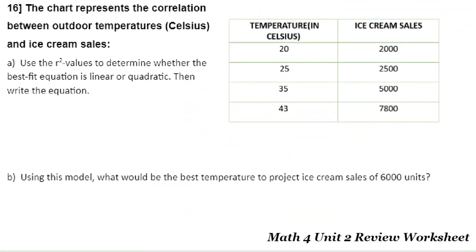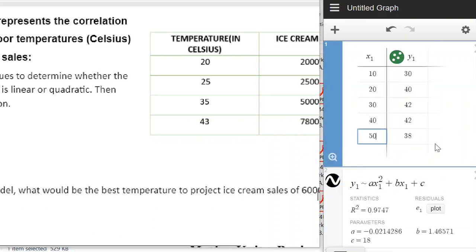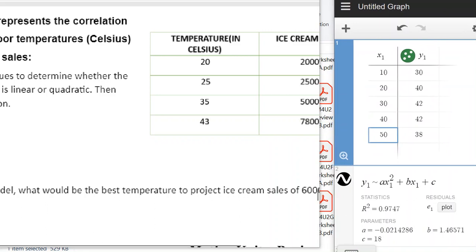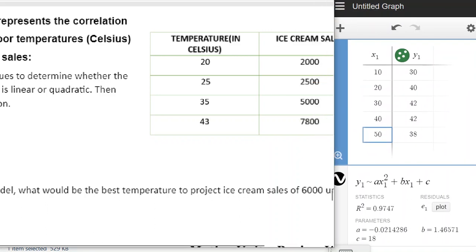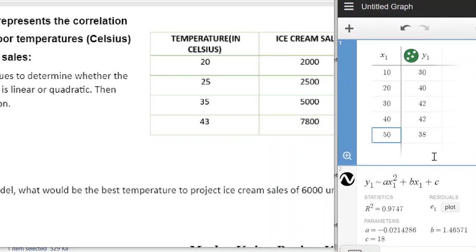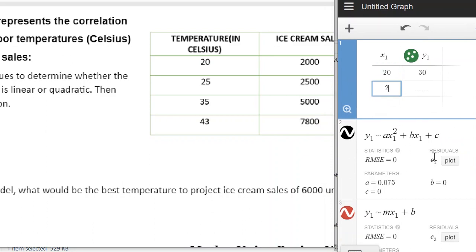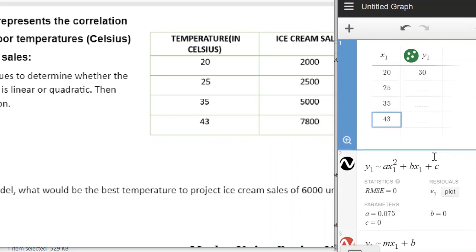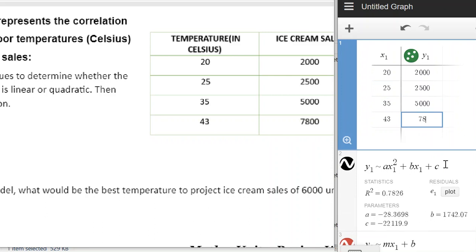All right, now we need to bring back what we're doing on the chart, because we now have a new chart to mess with. Okay, so I'm going to back up. We're going to go 20, 25, 35, 43. And we're going to go 2,000, 2,500, 5,000, 7,800. And these are temperatures and ice cream sales.